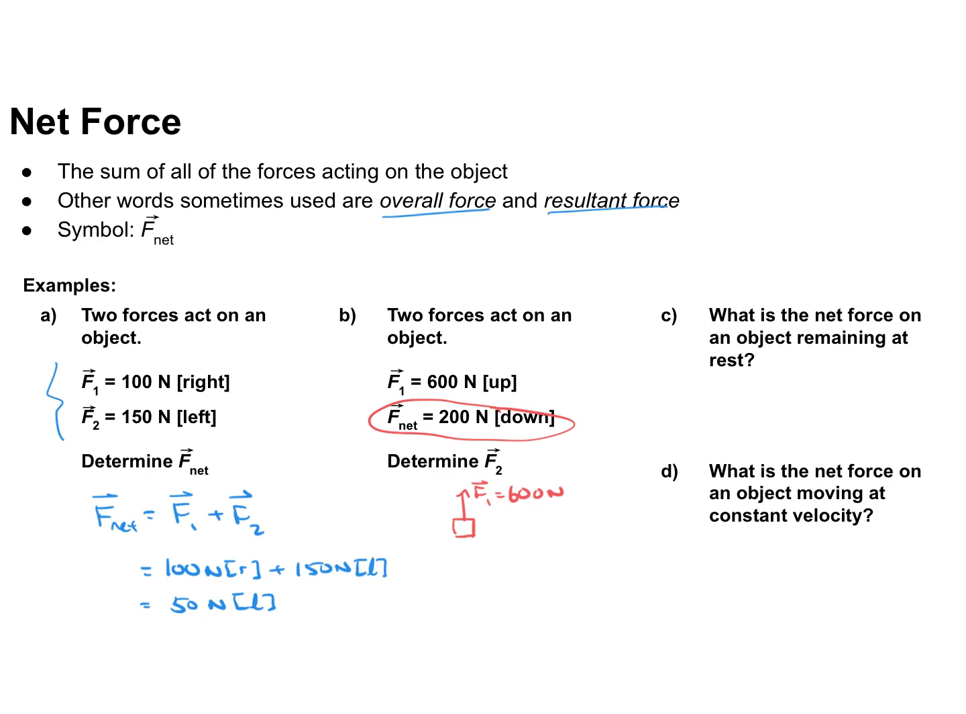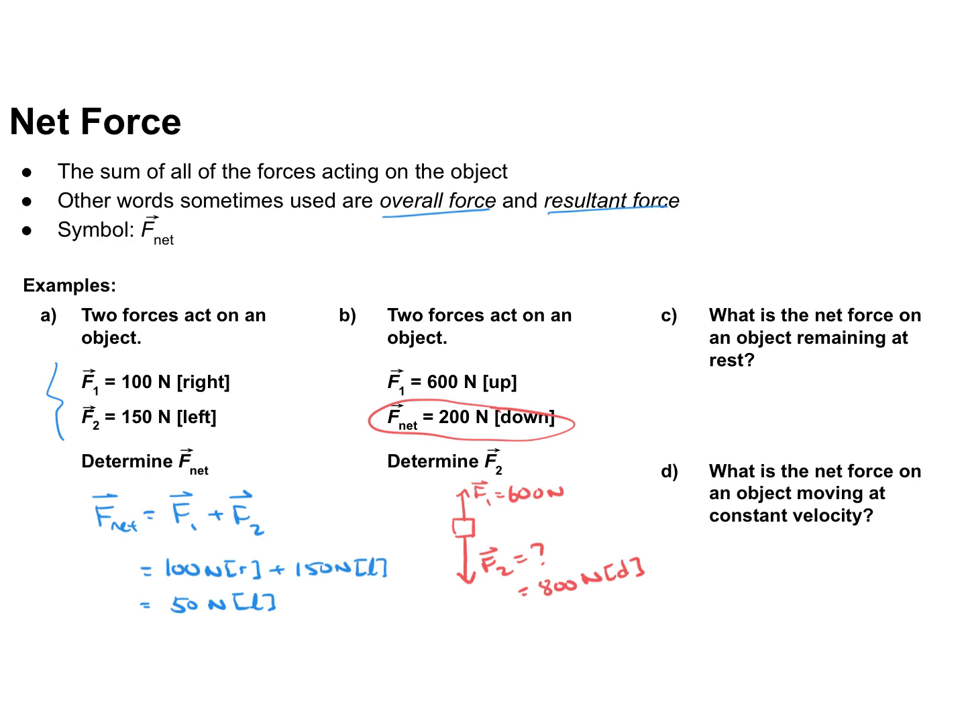So I need a downwards force. It's got to be essentially like how long does this have to be? That's the question. And if my overall total has to be down, then my downwards force has to win. It has to be bigger than the upwards force, and it has to win by 200. Just doing some mental math, that's going to be 800 newtons down. So that will solve the problem there.